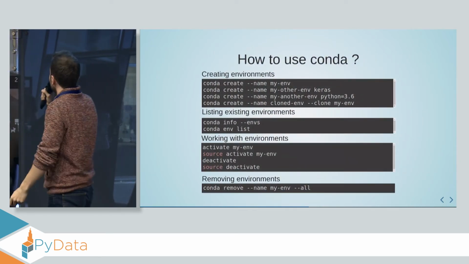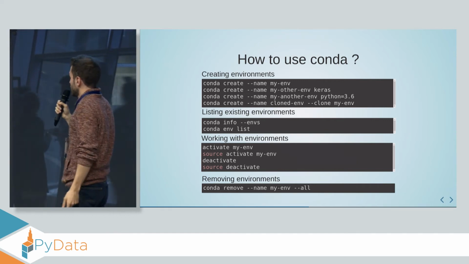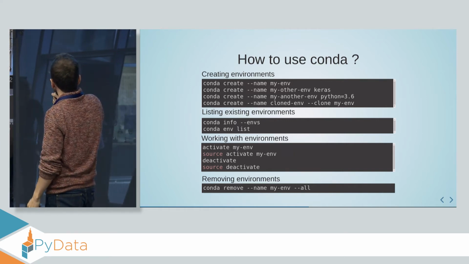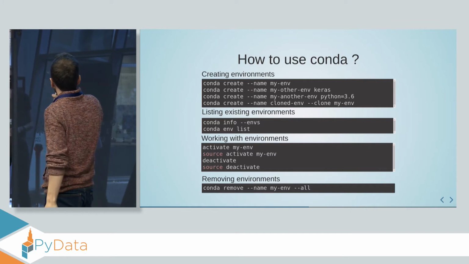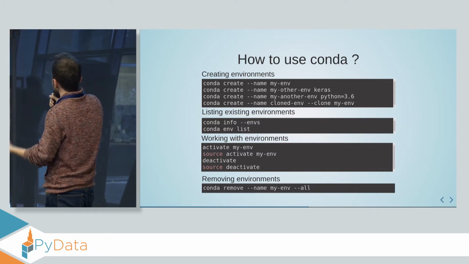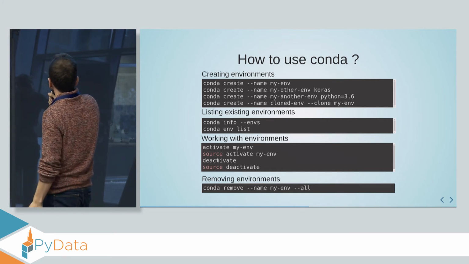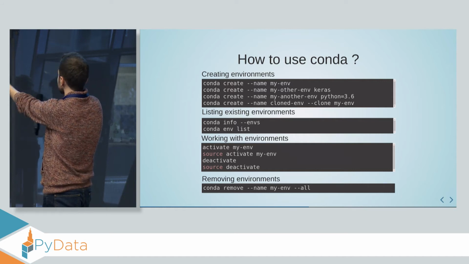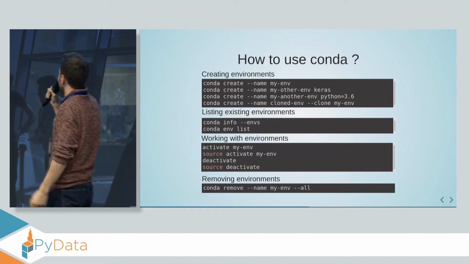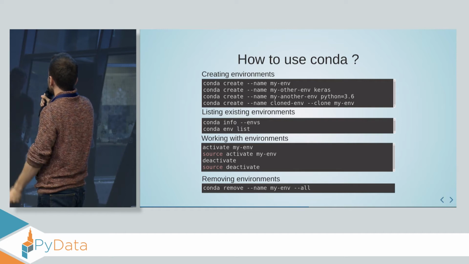And how can we create environments with it? We have the command conda create. We can provide the name. We can provide the list of packages that we want to install in our environment, for example, Keras. We can also specify the Python version. We can also create a clone of an existing environment with the --clone flag to our command. For listing environments, we have conda info --envs, or the newer version, which is conda env list.